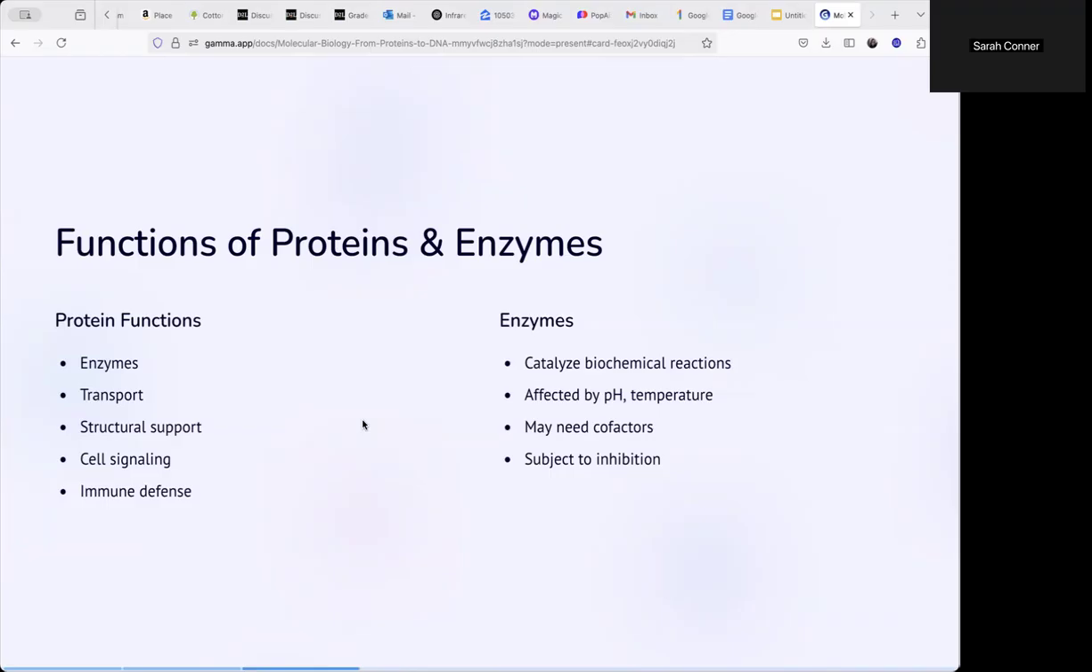Remember that there are biochemical reactions that occur because of enzymes, and those enzymes are also affected by pH and temperature. So you may need a cofactor for some of those to work, or they might just work by themselves. Remember, anything coming in is the reactant, and anything that's leaving that process when it's done is the product.